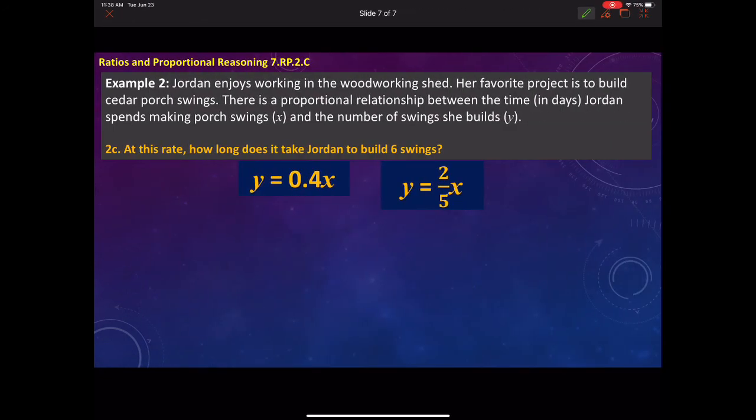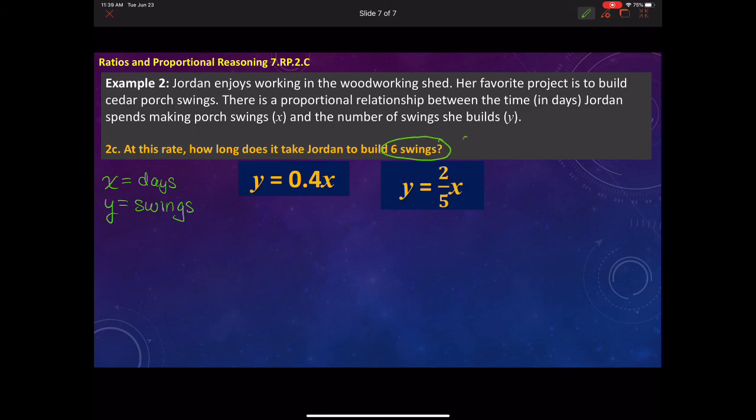And then for our last example here, we're going to figure out how long it takes to build 6 swings. Before, we were looking for how many swings she could build. This time around, we're going to look for how many days it takes to build a certain number of swings. You don't have to write this every time, but it's good to know what your x and your y represent. Your x represents your days, right? And your y represents your swings. Okay, so at this rate, how long does it take Jordan to build 6 swings?